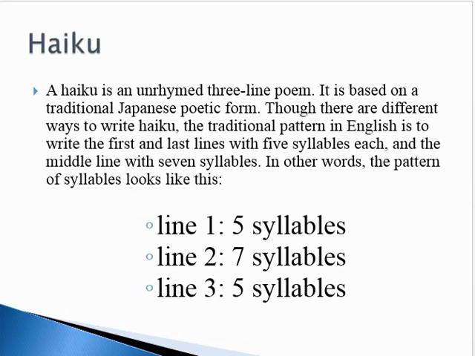What is a haiku? A haiku is an unrhymed 3-line poem. Note the word unrhymed. Not all poetry has to rhyme. It is based on a traditional Japanese poetic form. Though there are different ways to write haiku, the traditional pattern in English is to write the first and last lines with 5 syllables and the middle line with 7 syllables. In other words, the pattern looks like this. Line 1, 5 syllables. Line 2, 7 syllables. And line 3, 5 syllables.